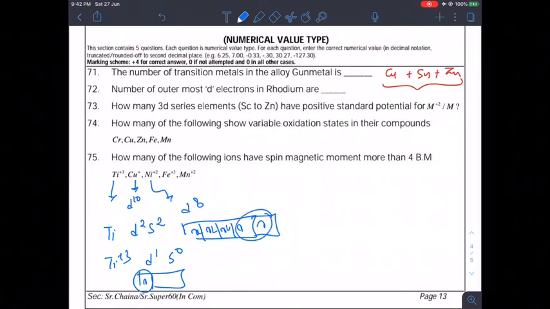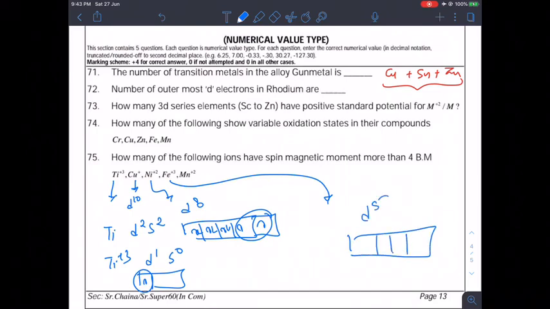Iron +3 will have d5 configuration. So how many unpaired electrons do we have? Yes, we have 5. Similarly, Mn +2 will also have the same configuration. So my answer will be Fe +3 and Mn +2. So the correct answer will be 2 in this case.